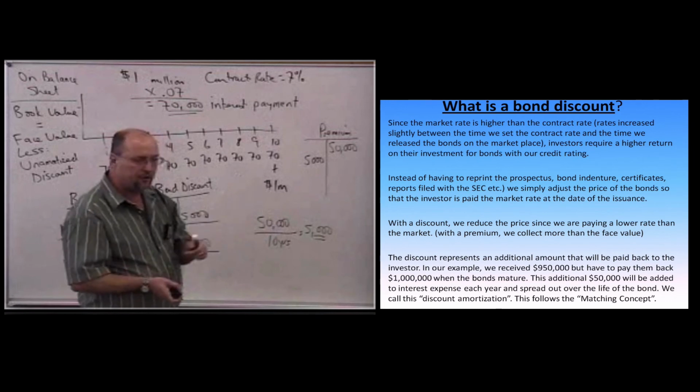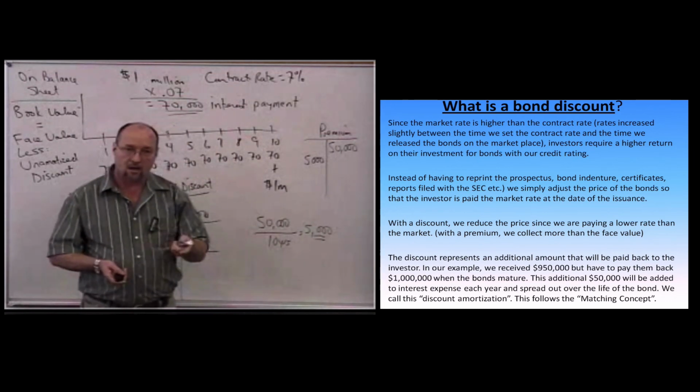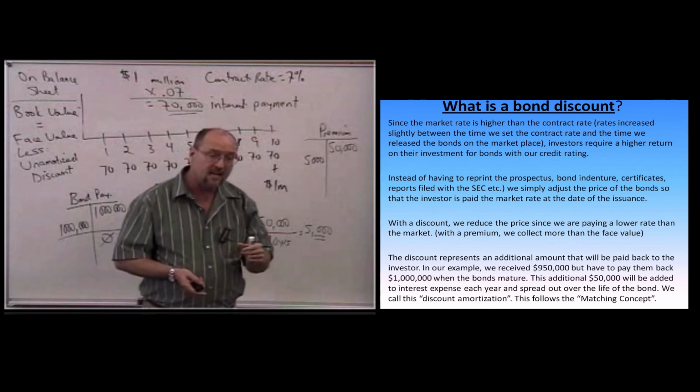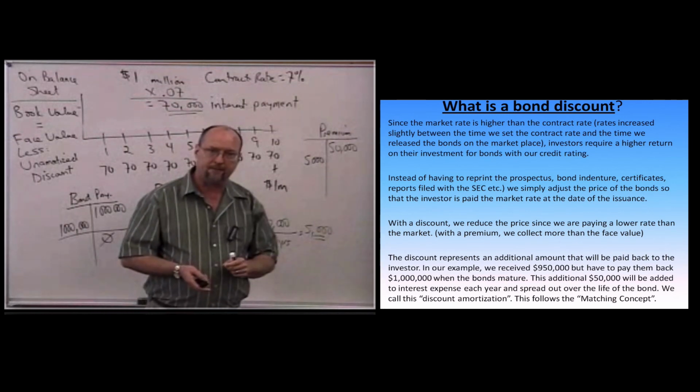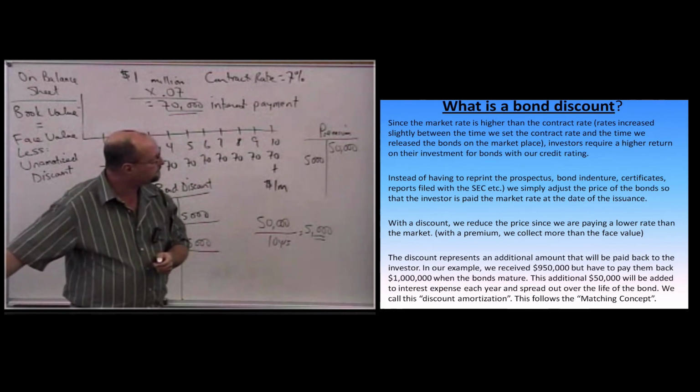And as we saw in the journal entries, it affects the amount we record as interest expense on the income statement. It's an amount that's different than the actual check we cut for interest. Okay? Hopefully that made a little bit of sense to you.